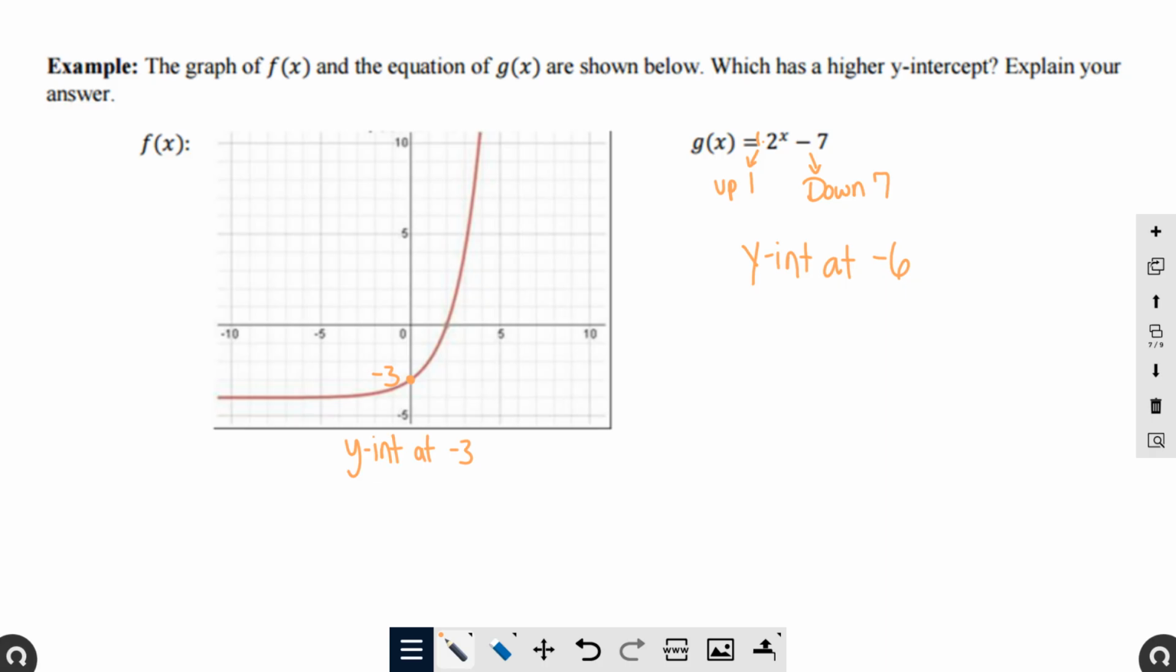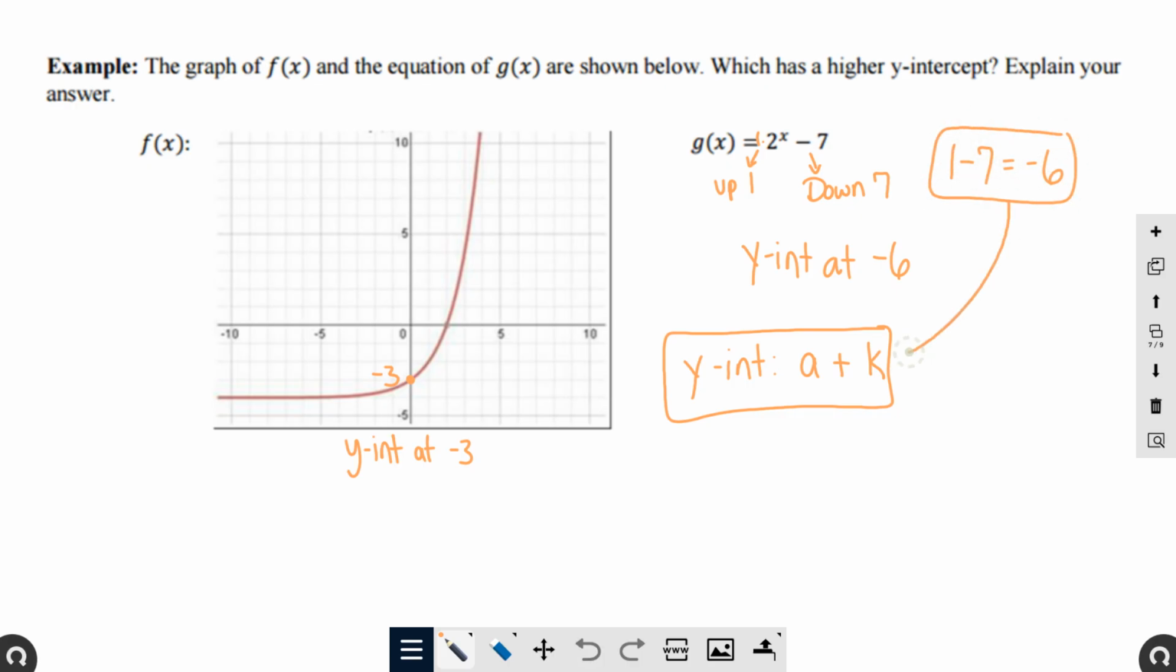One way to do this problem too is to find your y-intercept. Here's a little hint that you can use, I guess. The y-intercept is the a plus k. If you remember the k from the other 3 problems it talked about, figure out the value of a, add or subtract k to it. So in this case, it would be 1 minus 7, which would give us that negative 6. And that's how we would use that hint. So the 1 is here, the negative 7 is here. Add them up together, you get your y-intercept.